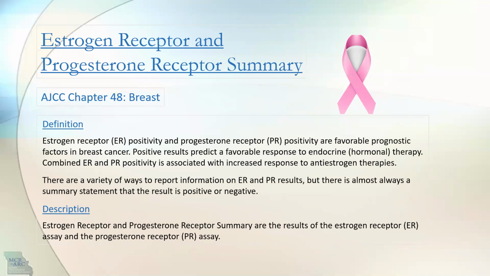Estrogen receptor and progesterone receptor summary is a summary of results of the estrogen receptor assay and progesterone receptor assay. If single primary, positive always takes priority over negative or equivocal. Equivocal takes priority over negative. If multiple tumors show different ER/PR results, use the largest tumor for staging. For ER and PR, positive will take priority, even if it's from the smaller tumor.